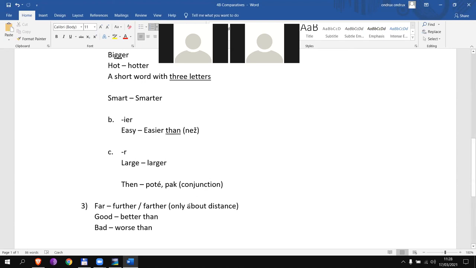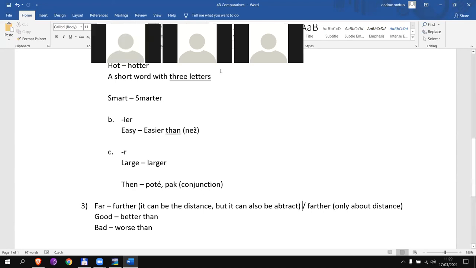But there is a little difference, all right? It's not in the book, but I want to tell you. Farther exists, but it's only about distance, all right? To znamená, je to jenom o vzdálenosti. For example, Prague is farther from the US than Canada is, for example. And this is just about the distance, nothing else. When you say further, it can be the distance. So that means it's the same as farther, but it can also be abstract.